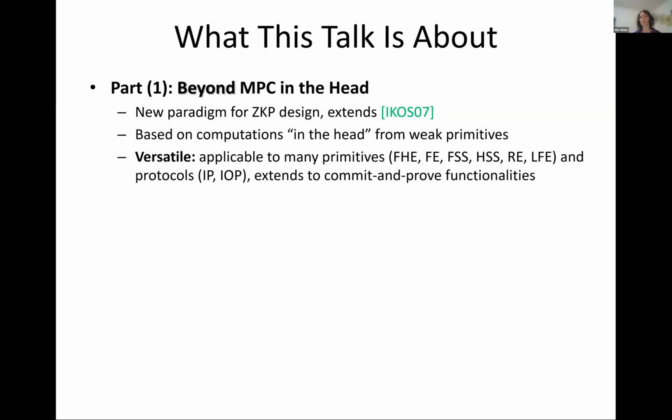Our new approach replaces the MPC protocol with weaker primitives like fully homomorphic encryption, functional encryption, homomorphic secret sharing, randomized encodings, or laconic function evaluation, or even with interactive protocols like interactive proofs and interactive oracle proofs. And actually, you can use this paradigm not only to get zero-knowledge proofs, but also to get commit-and-prove functionalities.